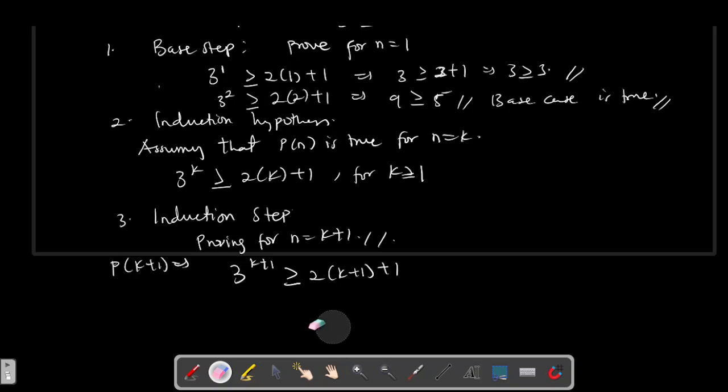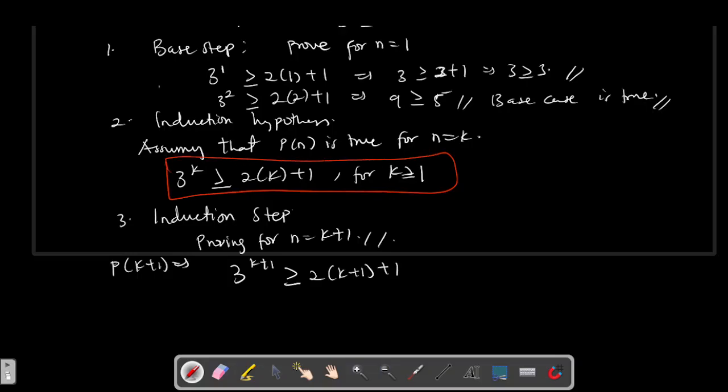We are to show that this statement, 3 to the power k plus 1, is always greater than or equal to 2 multiplying k plus 1, plus 1. That is what you have to prove for this whole statement to be true. But before then, we have an assumption here which is always true. The assumption is saying that 3 to the power k is always greater than or equal to 2k plus 1. That one we've all accepted.